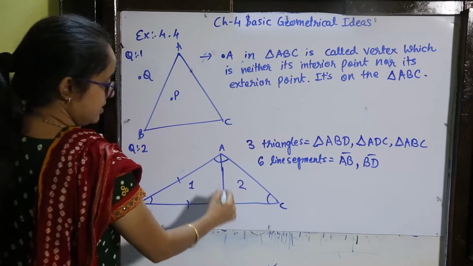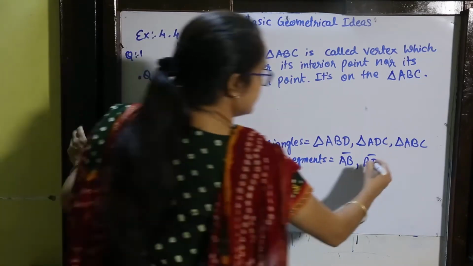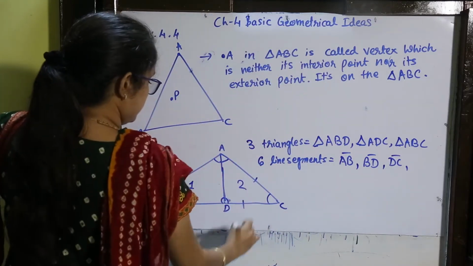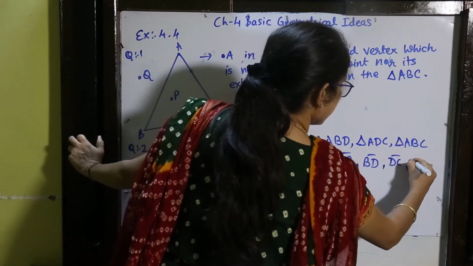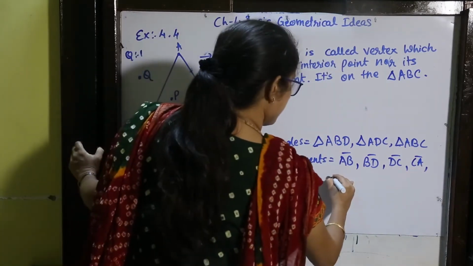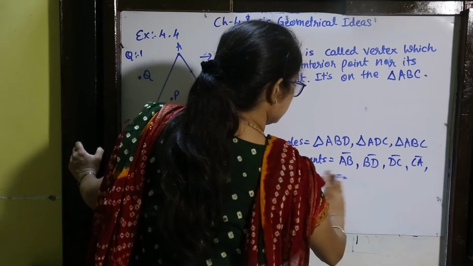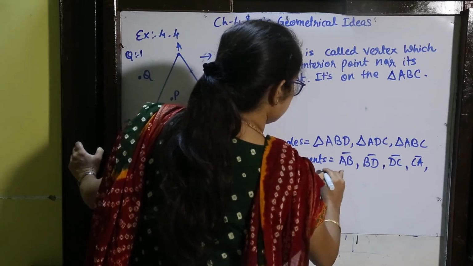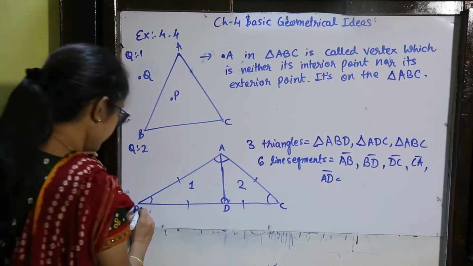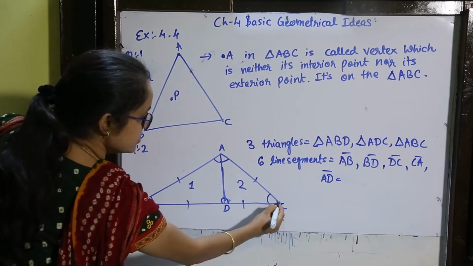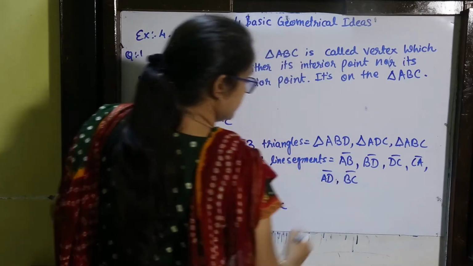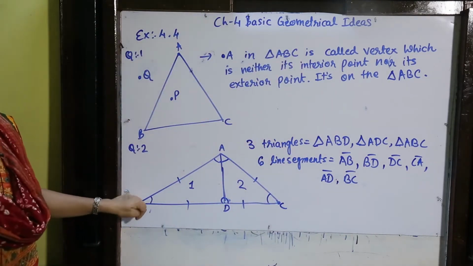then line segment DC, then line segment CA, then line segment AD. You will tell teacher, that's only 5. One more line segment BC. Okay. So last is line segment BC. So here come the 6 line segments.